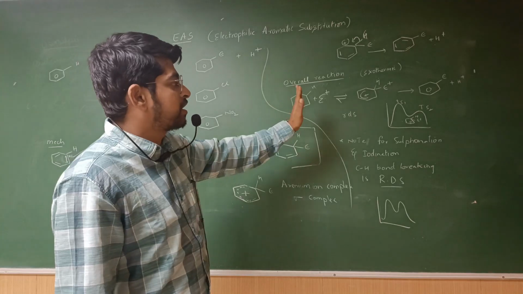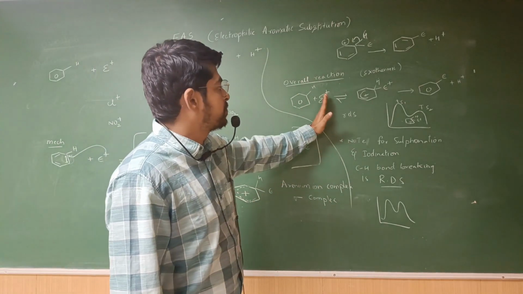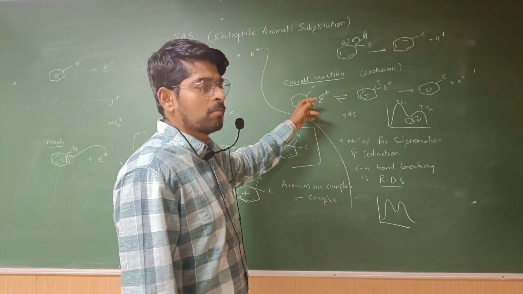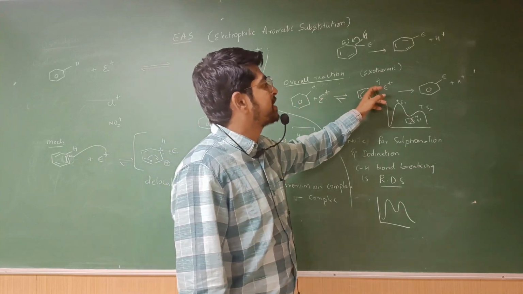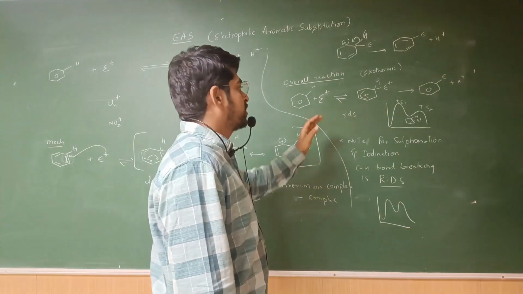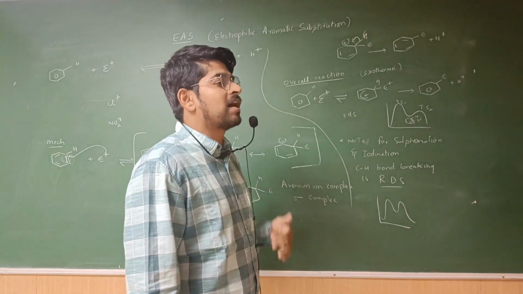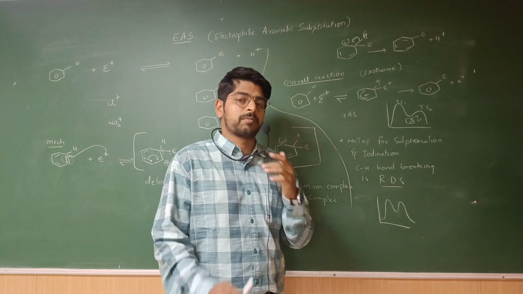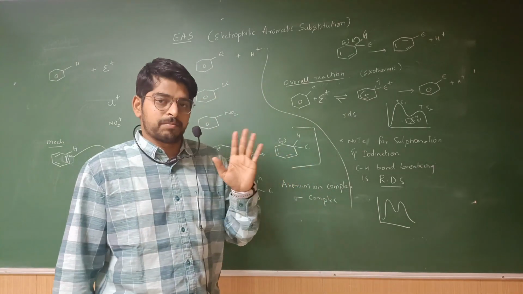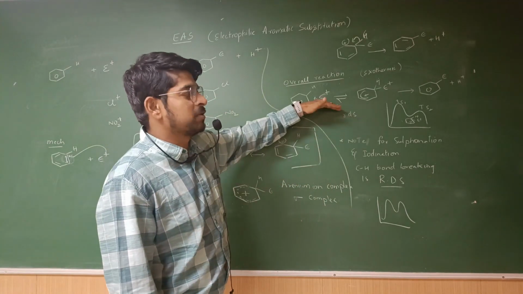Look at the overall reaction. There are two major steps involved. First step is attachment of the electrophile by breaking the double bond. Second step is breaking the C-H bond. The first step is slow, and this is called the RDS. RDS means rate determining step. That is the slowest step. The overall speed of the reaction is decided by this step.